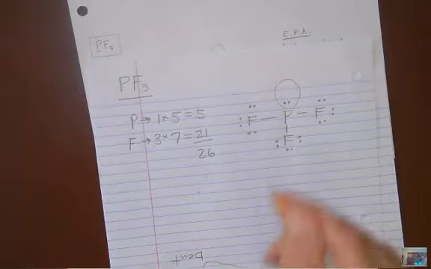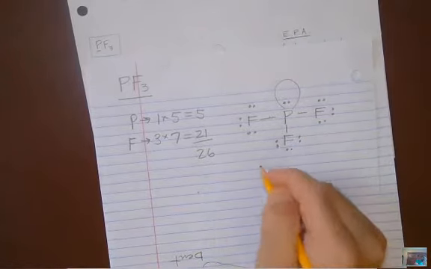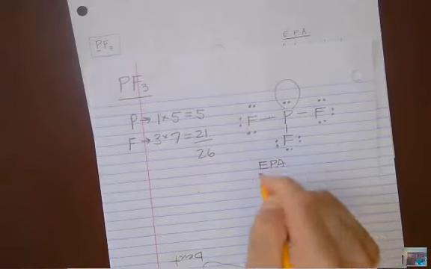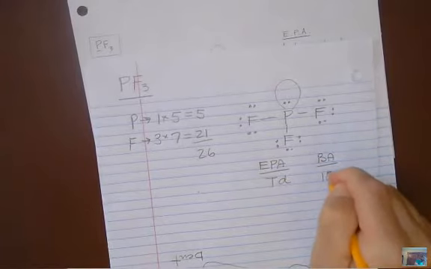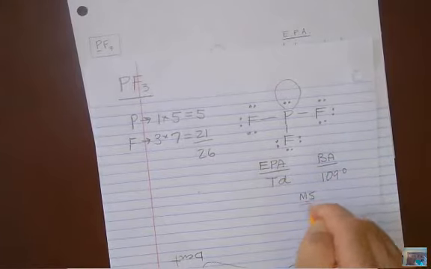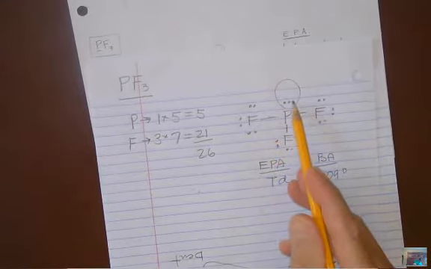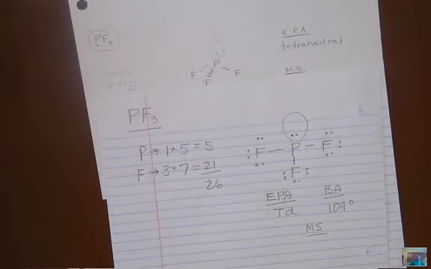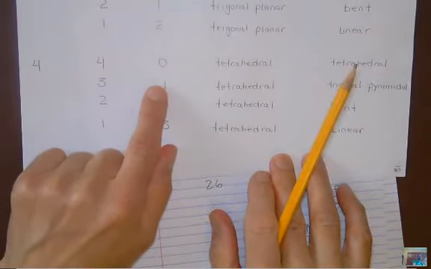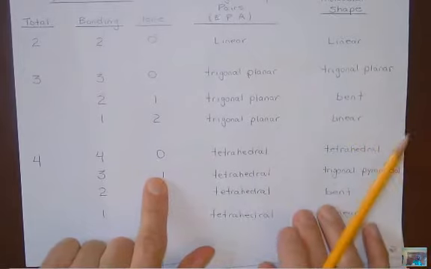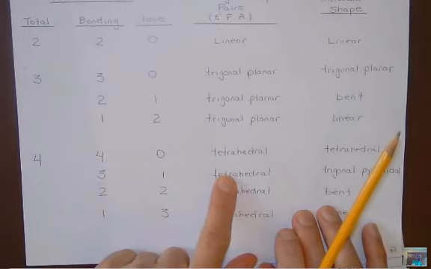So first question, how many total groups? 1, 2, 3, 4. If there's 4 groups around the central atom, what's the electron pair arrangement? Tetrahedral. What's the bond angle with all tetrahedrons? 109 degrees. What's the molecular shape? 4 total groups. 3 of them are bonding. 1 of them is a lone pair. Go back to your cheat sheet. Anytime there's 4 total groups, the electron pair arrangement is going to be tetrahedral.